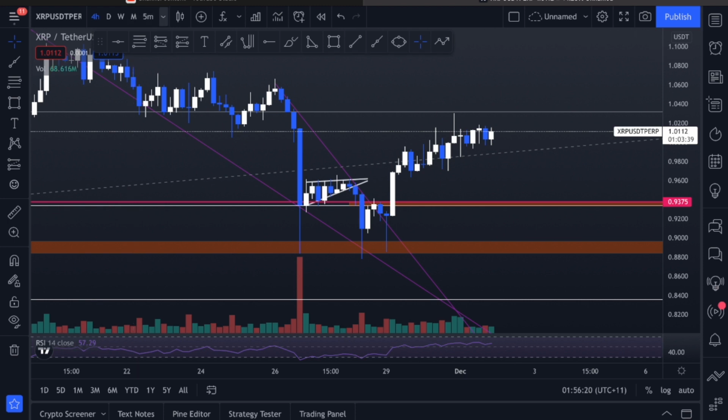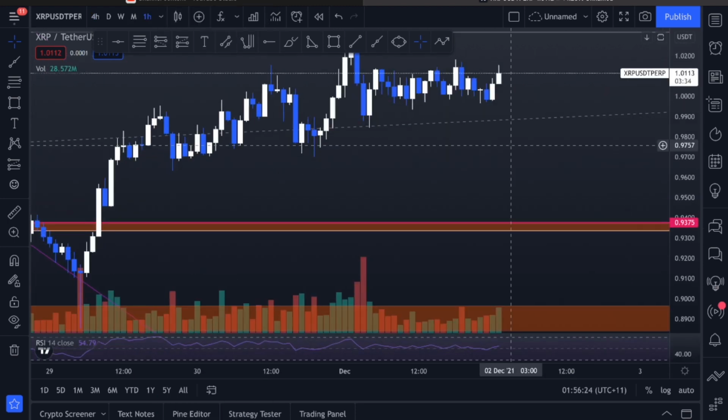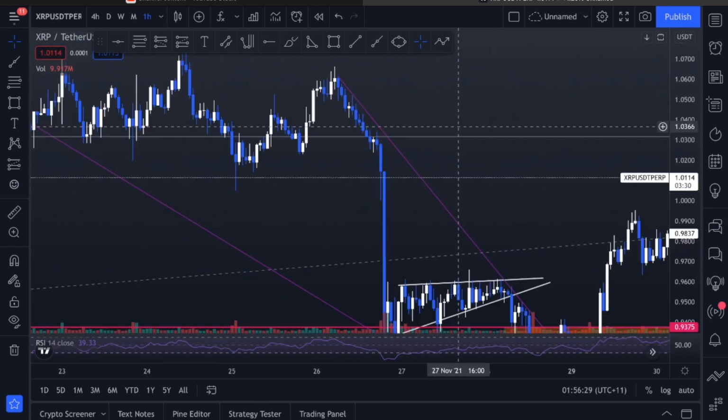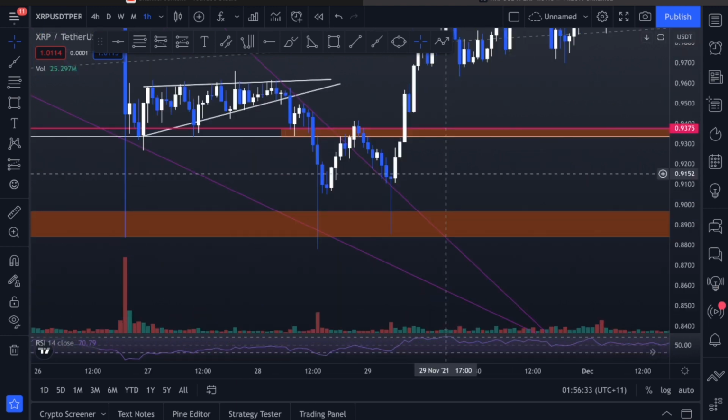Now, I don't like trading XRP on leverage, mainly because of the impulsive moves that it has sometimes, and it has a lot of wicks and stuff like that, right? But I am holding a lot of XRP in spot, and I added to a lot of my XRP recently on this wedge break as well, okay?